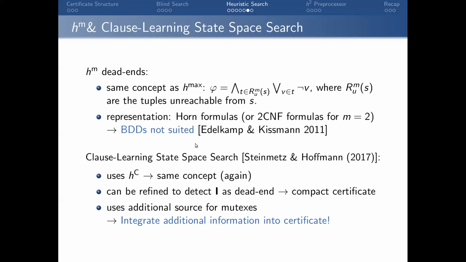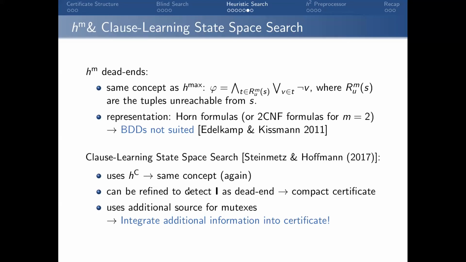The second HMax related thing I want to talk about is class learning state space search, which Marcel Steinmetz and Jörg Hoffmann introduced recently. This algorithm uses the HC heuristic, basically to refine it to find dead ends better. So it's an iterative refinement of an HC heuristic. It's again the same concept. We can build the exact same type of formulas as with HM.